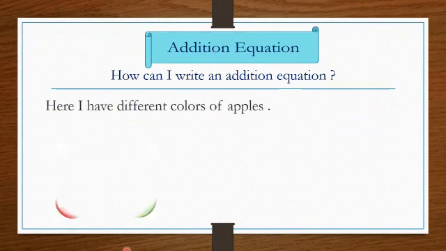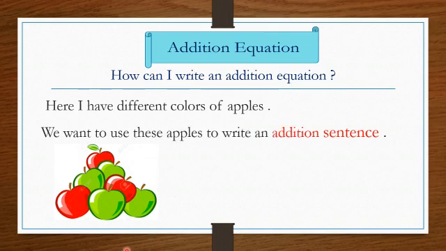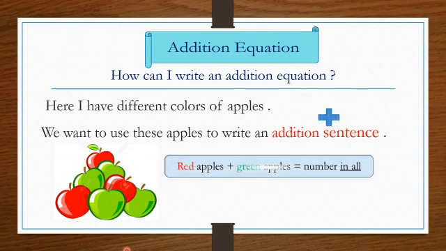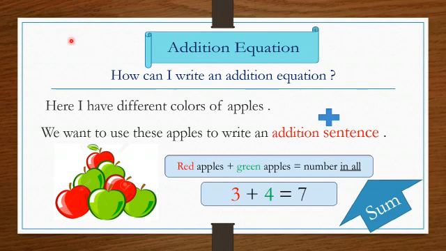Here I have different colors of apples. We want to use these apples to write an addition sentence. Means we are going to use the plus sign, by counting the red apples and the green apples to know the number in all. Let us start with the red apples. We have 1, 2, 3 red apples plus 1, 2, 3, 4 green apples. The number in all is 1, 2, 3, 4, 5, 6, 7. We call it the sum.